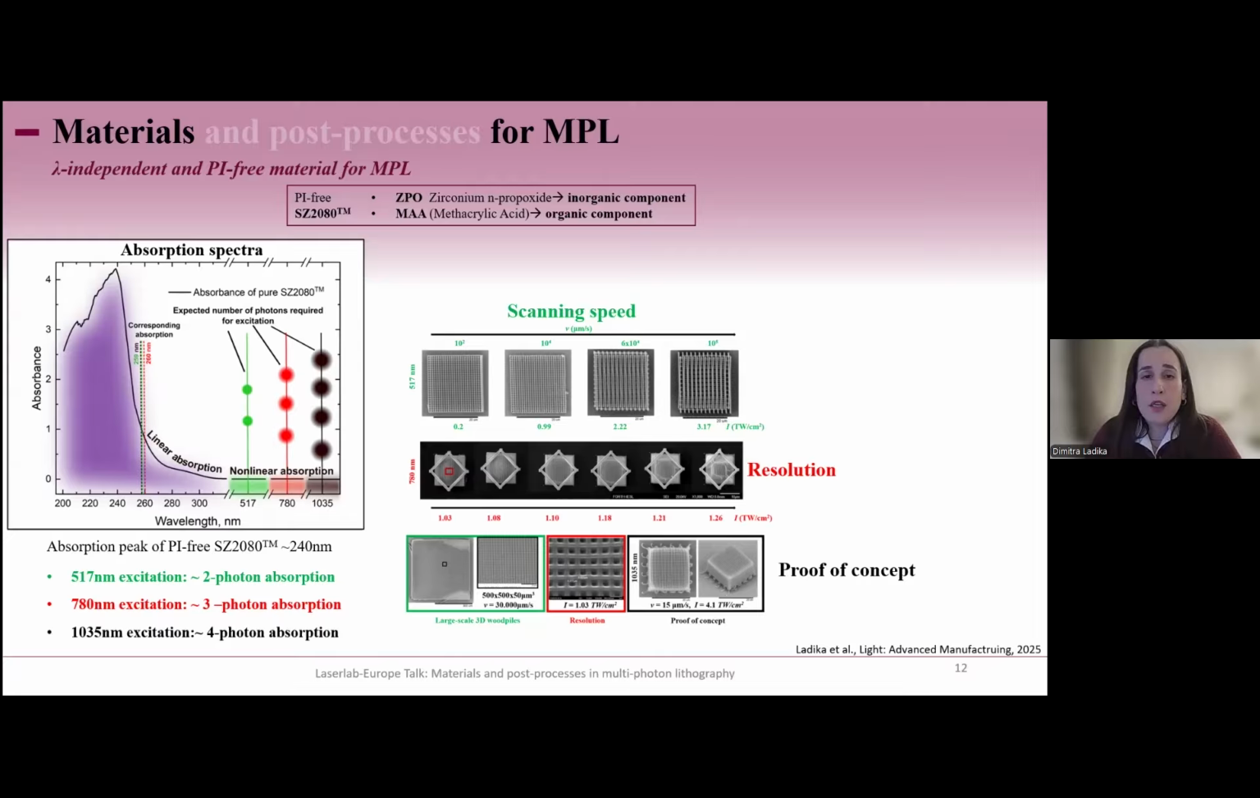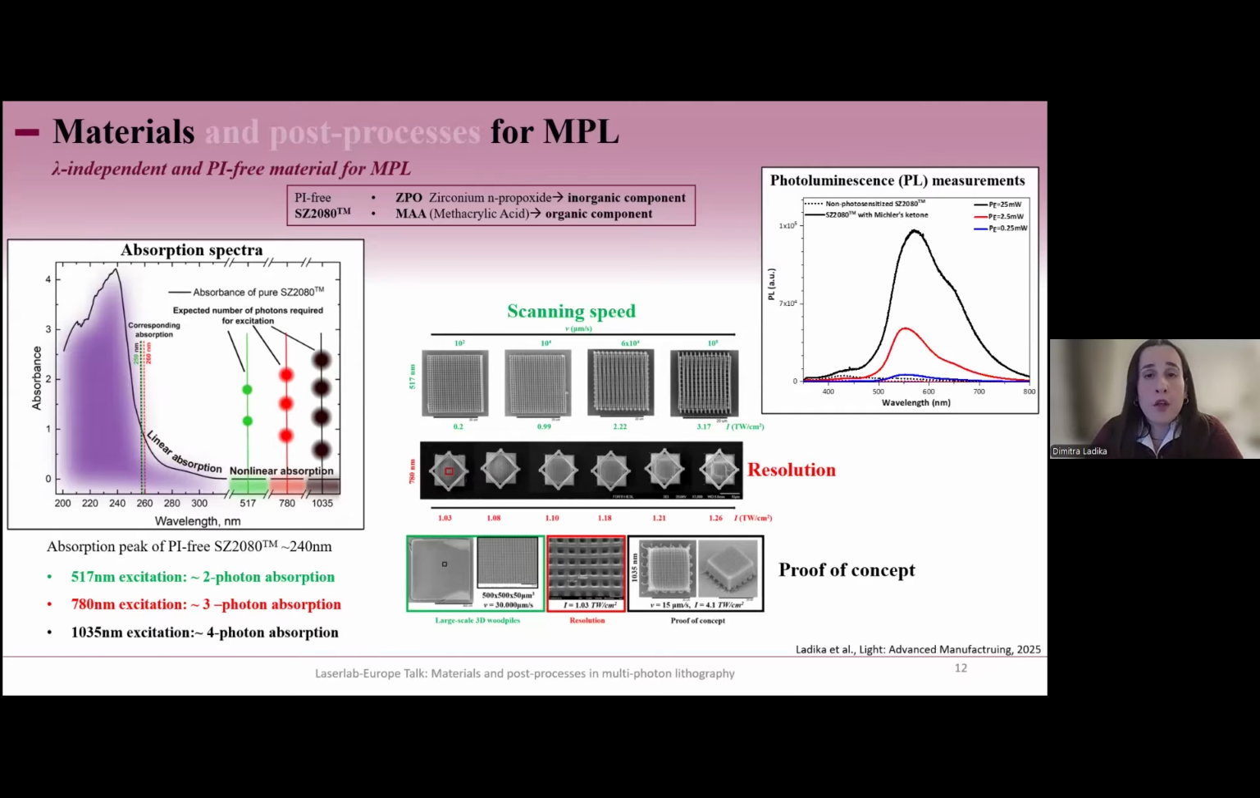And still, fluorescence can be of interest. So we fabricated again simple structures of PI-free and PI photosensitized material. And we can see that independent of the excitation power of the measurements, the signal of the PI-free material is 2 orders of magnitude lower than the photosensitized one.